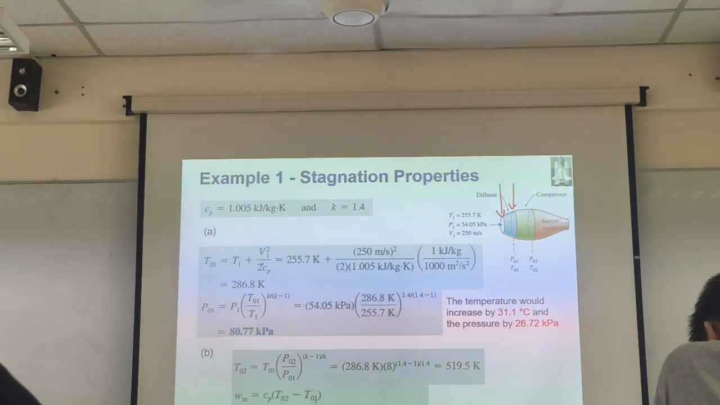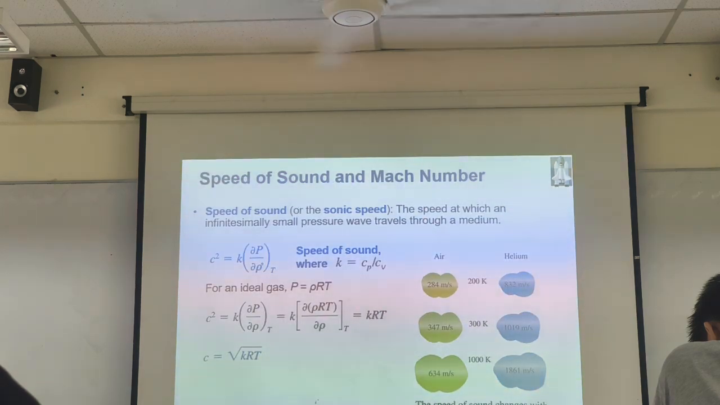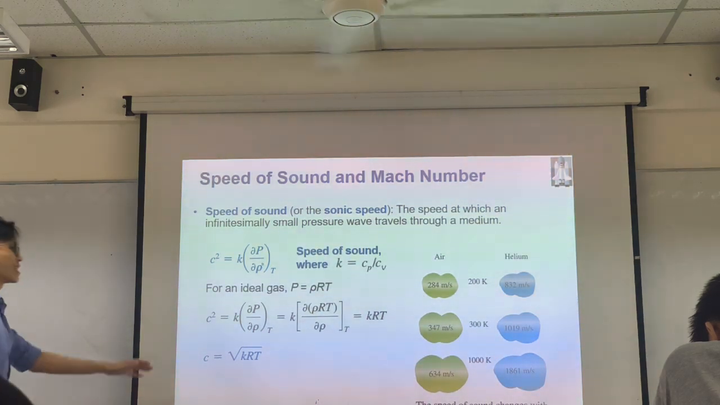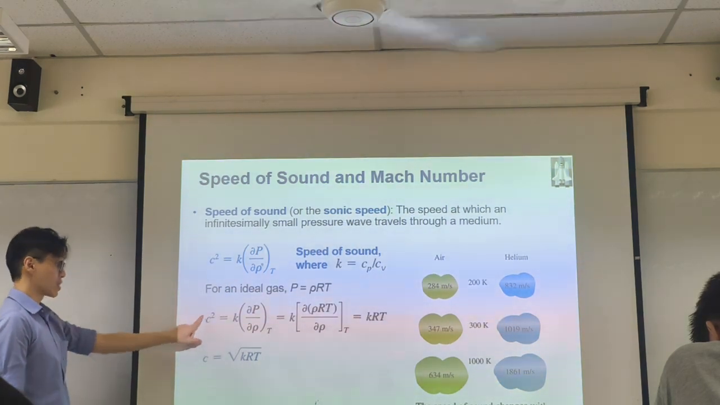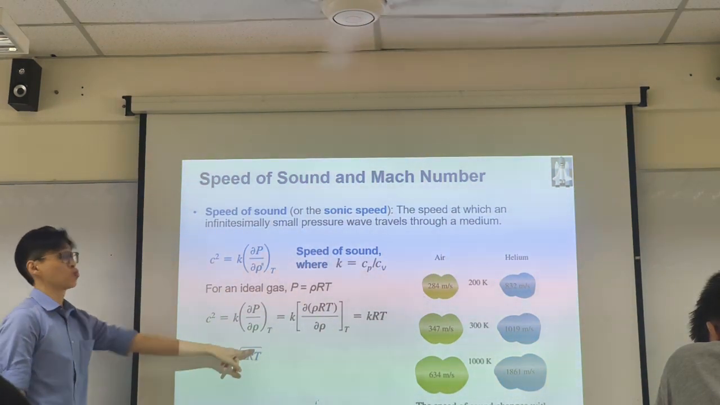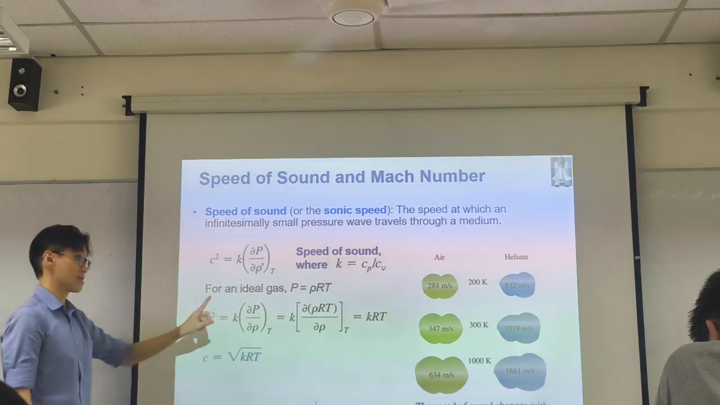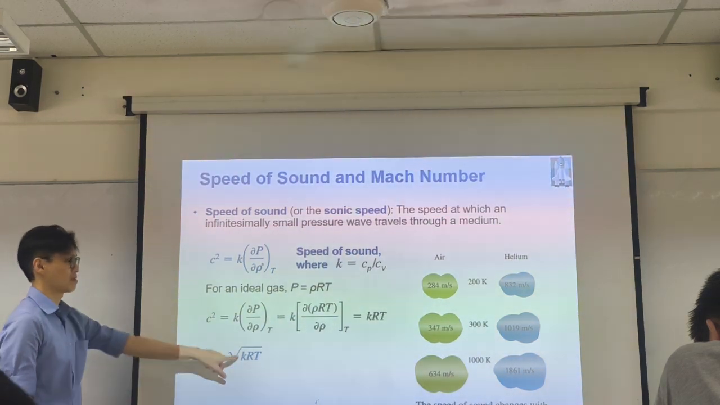The flow is actually kind of the same. After that we talk about speed of sound. This time I will skip the derivation and go straight into the equation. Ultimately, the speed of sound equation is C equals the square root of kRT. Same equation, where C is the speed of sound.